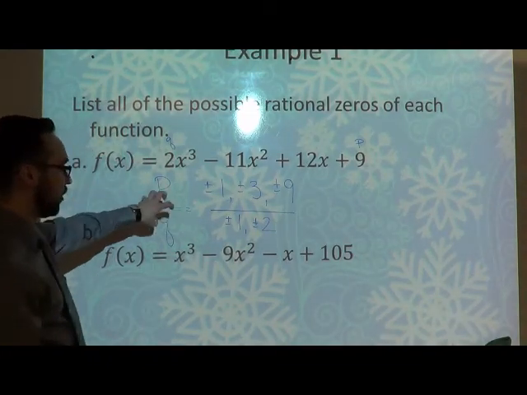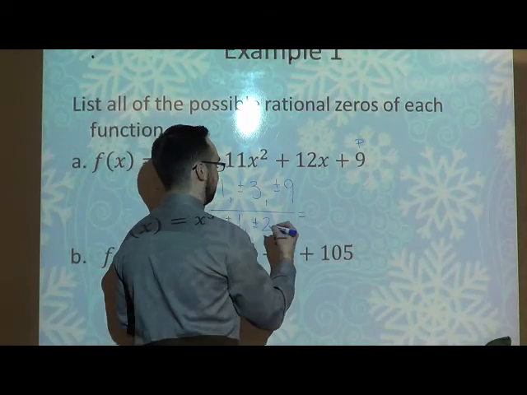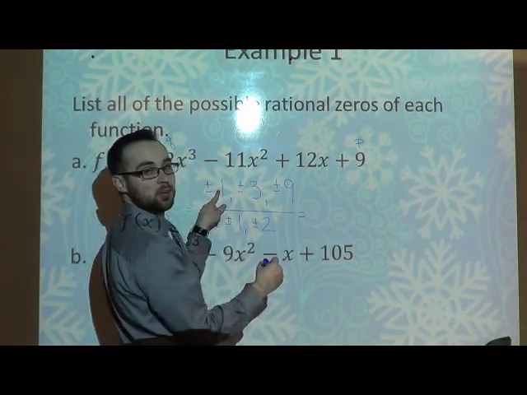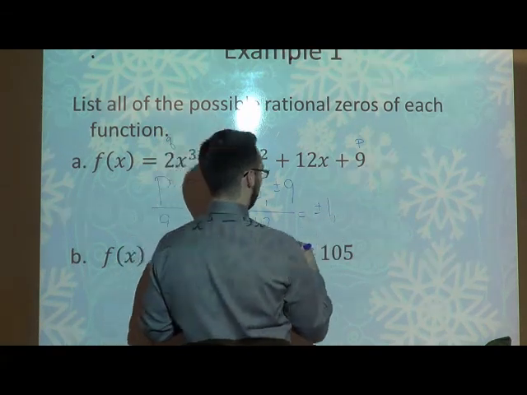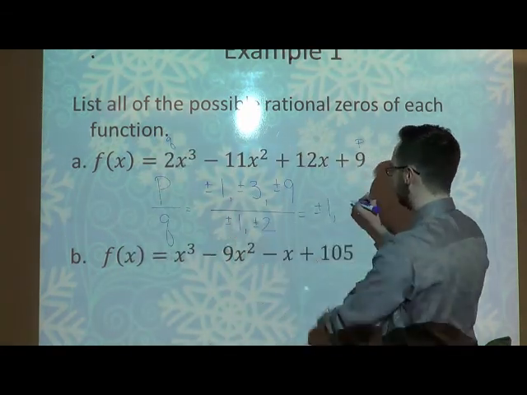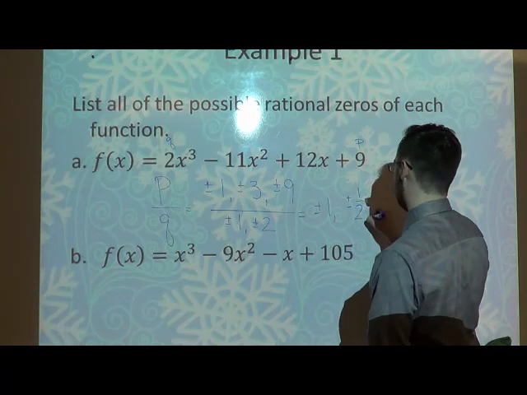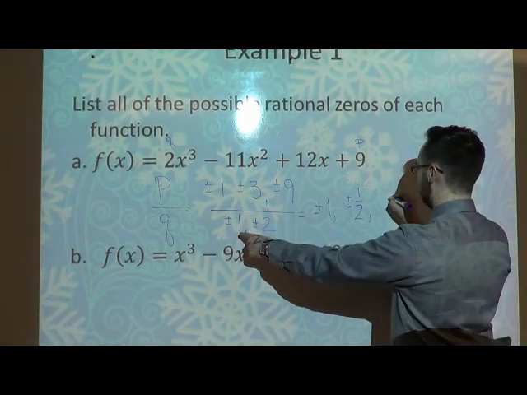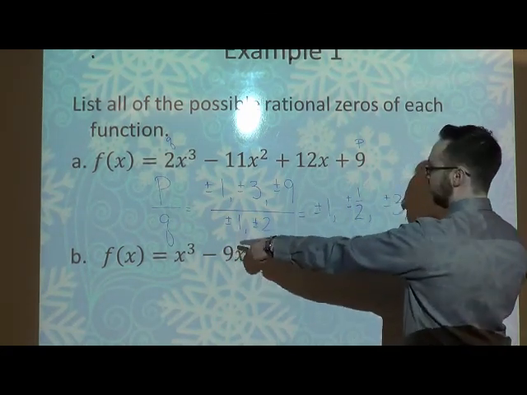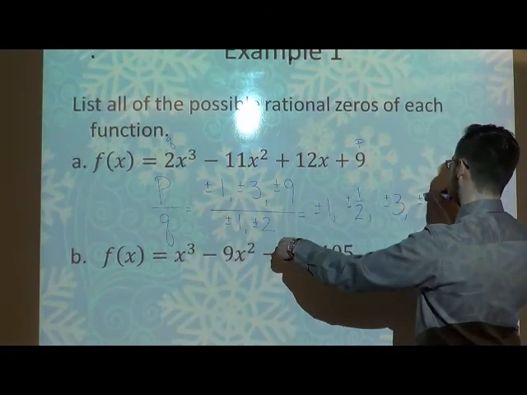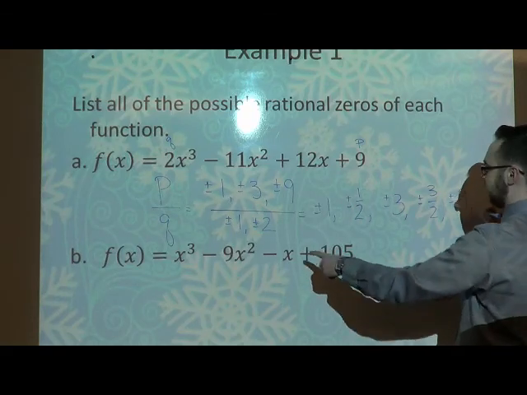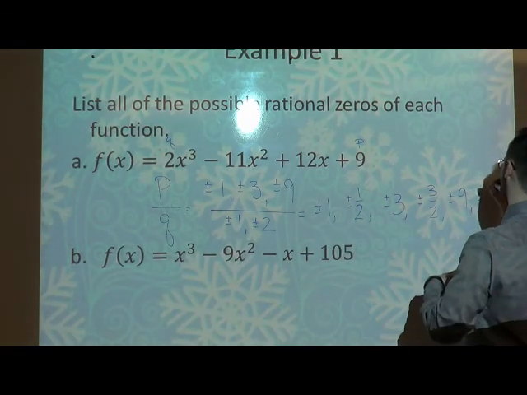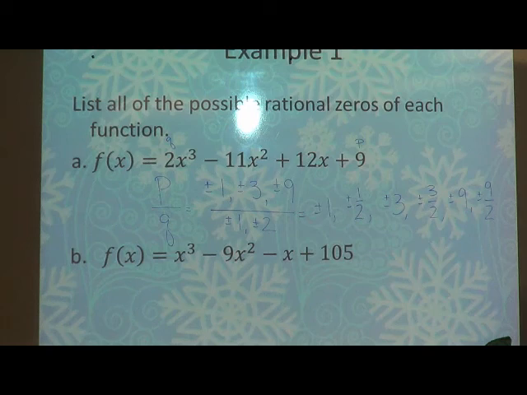Now, that's kind of how we create it, but to technically give us the answers, we pair every numerator with every denominator. So I'd have 1 over 1, which is just plus or minus 1, 1 over 2, which is plus or minus 1/2. Then I have 3 over 1, so that's plus or minus 3, or 3 over 2, so that's plus or minus 3/2. Then we have 9 over 1, so that's plus or minus 9, and then 9 over 2, plus or minus 9/2. Those are my possible rational zeros.